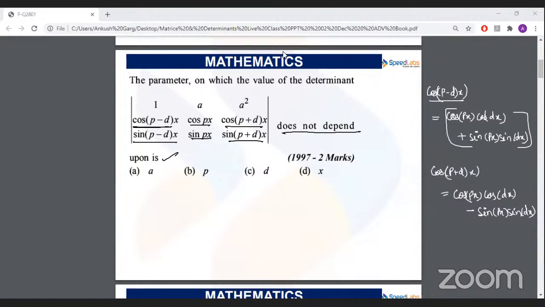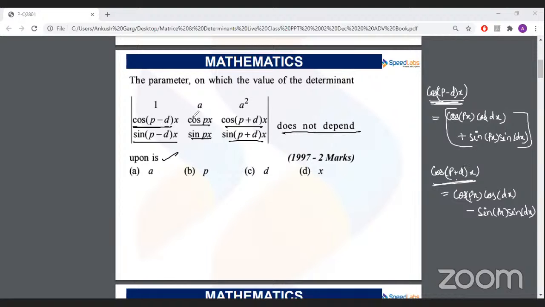So do squaring row 2 and row 3 and add. Okay, all right Divya, we'll do that also. First see this, I'll explain your point also. So this is what we are getting, right?